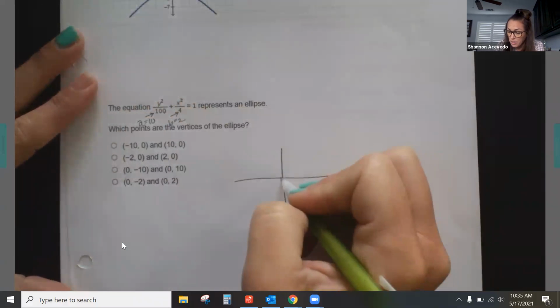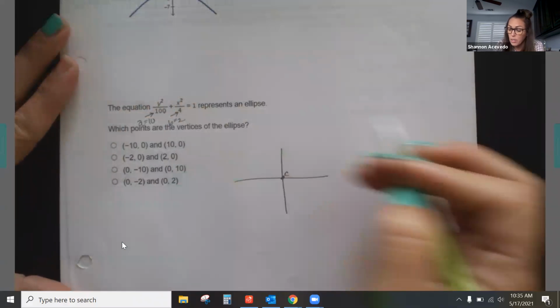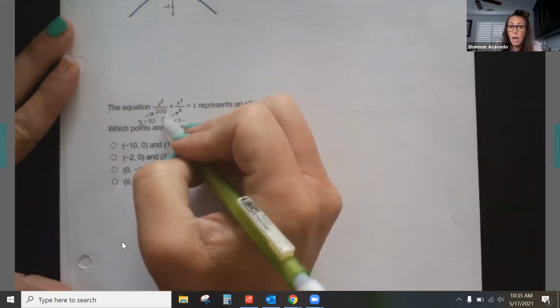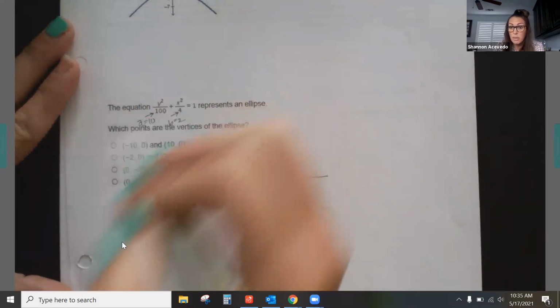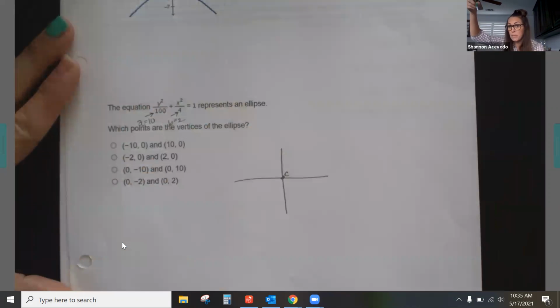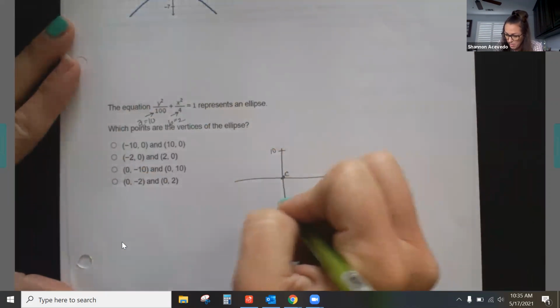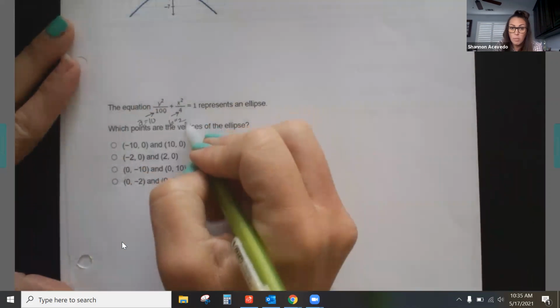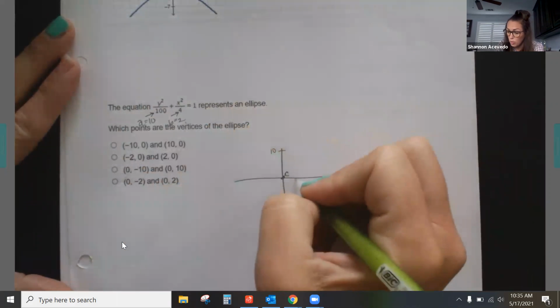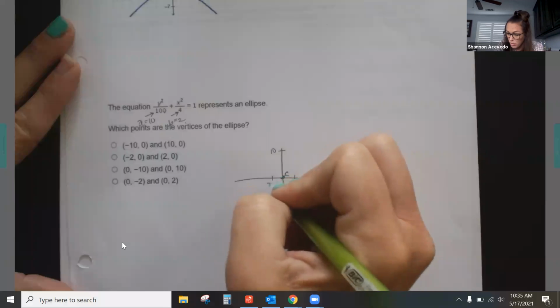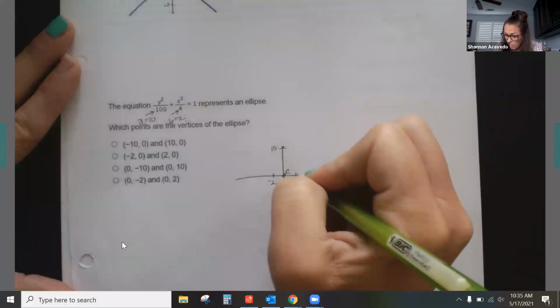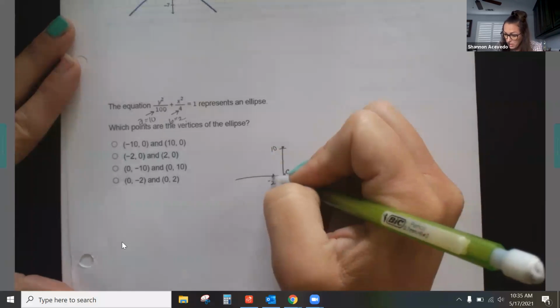So I look here, my center is going to be at 0, 0. And underneath my y is my a, that is 10. So that means along my y-axis, I'm going to go up 10, down 10. This means along my x-axis, I'm going to go 2 to the right and 2 to the left. And so I can see what my ellipse is going to look like.